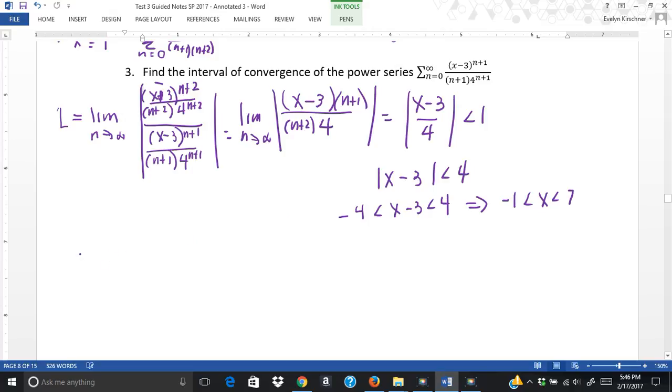Now I need to look at my endpoints. So at x equals negative 1, if I plug negative 1 in, my nth term is negative 4 to the n plus 1 over n plus 1 times 4 to the n plus 1, and that's going to be negative 1 to the n plus 1 over n plus 1. And that converges because it's an alternating series.